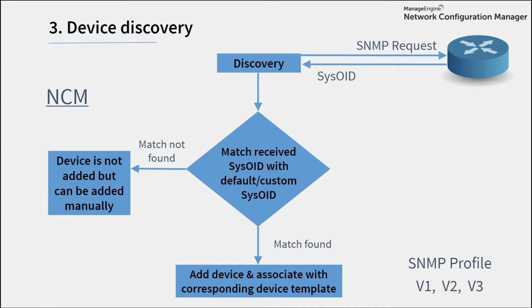So in Network Configuration Manager, there is a discovery engine. This discovery engine sends out SNMP requests to all the nearby devices which have SNMP enabled in them. So upon receiving the request, those devices will send a sysobject ID. This sysobject ID will be received by Network Configuration Manager, and it will try to match the received sysobject ID with that of a default sysobject ID. When a match is found, the device will be added and associated with the corresponding device template. If a match is not found, a device cannot be added automatically, but it will be added if you make it manual. So all that we'll be seeing in detail.